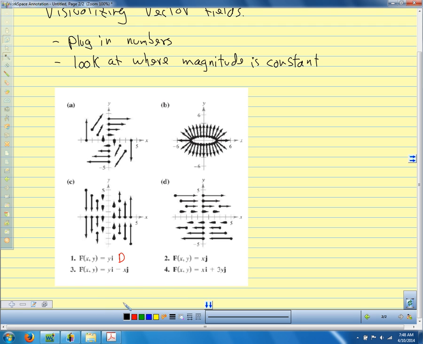All right, number 2, F of x, y equals x j hat. So kind of almost the opposite thing. That would be C. We only have a y component, and the magnitude is constant for any particular x value. So along a vertical line. So that would be C.